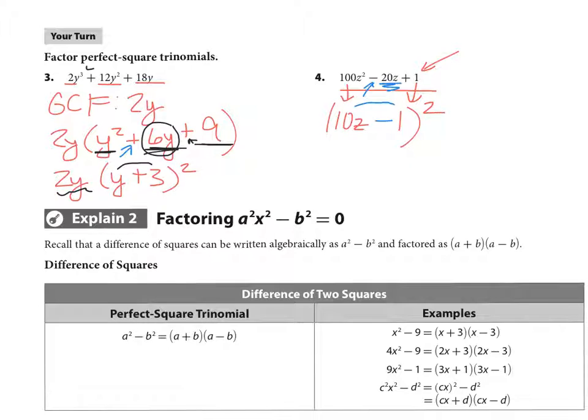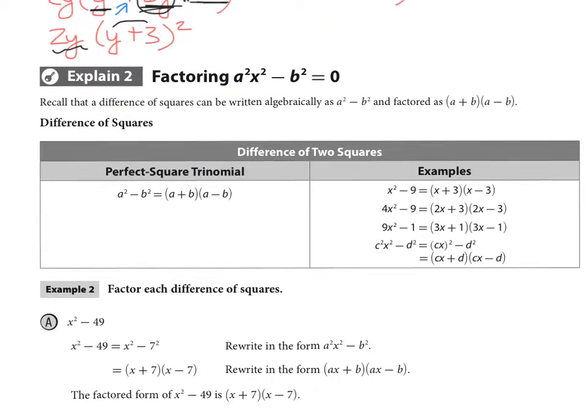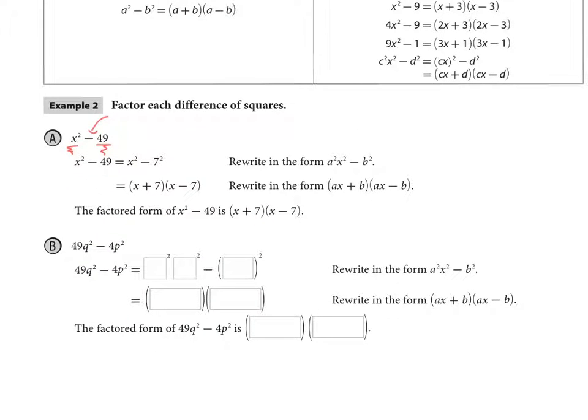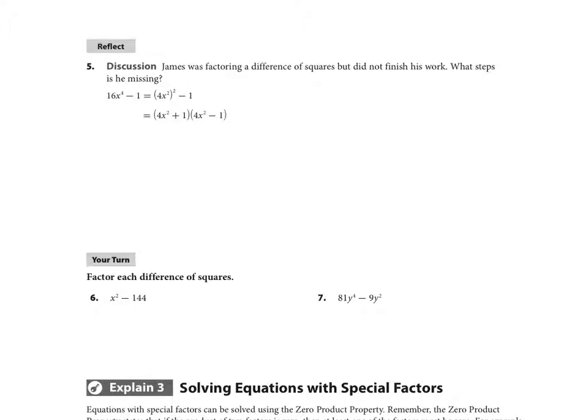The other special case is a difference of squares. Difference of squares is pretty easy in that it is described by the name itself. The example they give here: that's a square, that's a square, and this is the difference, subtraction. Again, you can look at the examples they give you here. You could do the fill in the blank. I'm going to go immediately to the your turn problems.